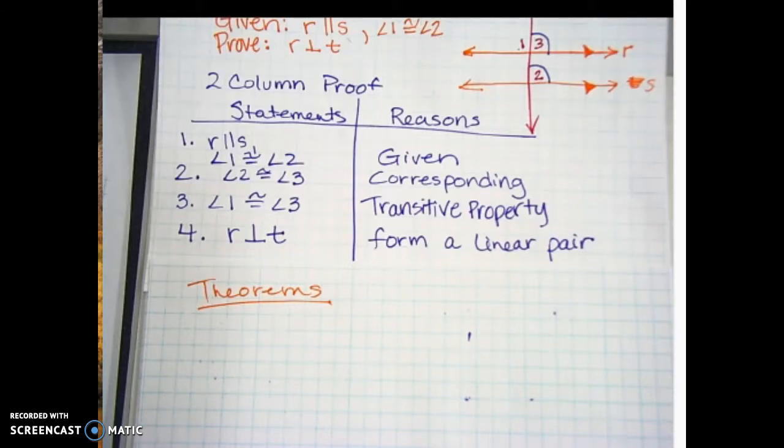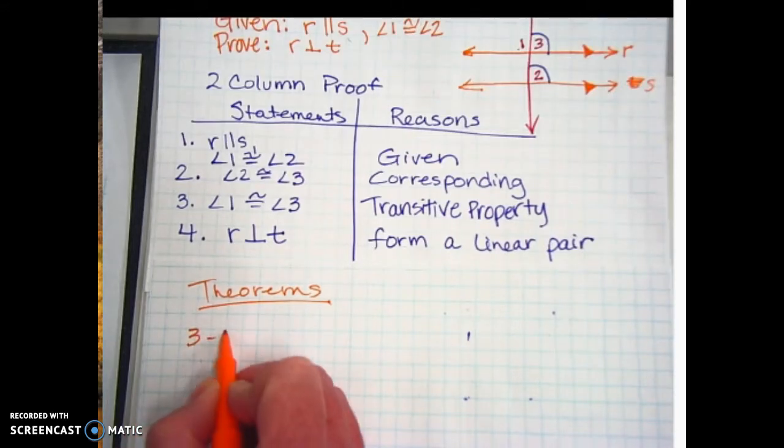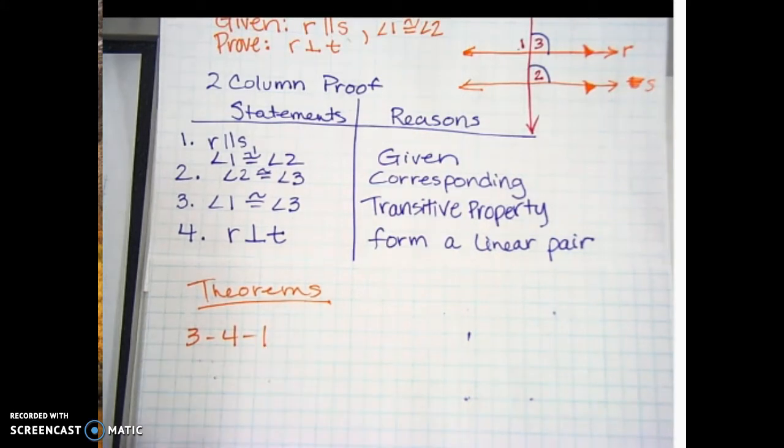The first one is numbered 3-4-1. So this is Chapter 3, Section 4, the first theorem. Here's what it says. If 2 intersecting lines form a linear pair of congruent angles, then the lines are perpendicular. So we have 2 intersecting lines. They're going to form a pair of congruent angles. They're going to be perpendicular. So it's almost what we just talked about in example number 1.